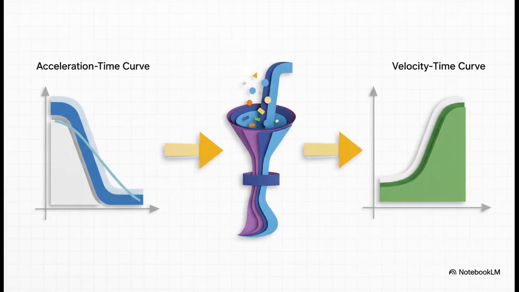And the story just keeps unfolding. By integrating that acceleration data, which is really just a fancy way of saying summing up all the changes over time, we can generate an equally detailed velocity time curve.